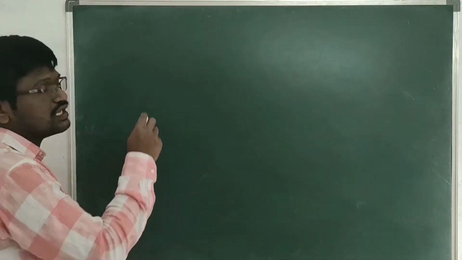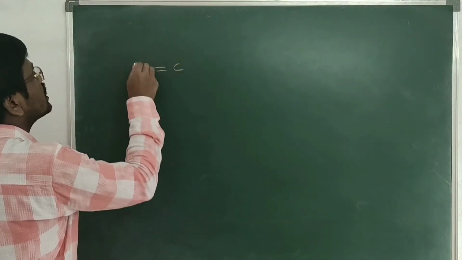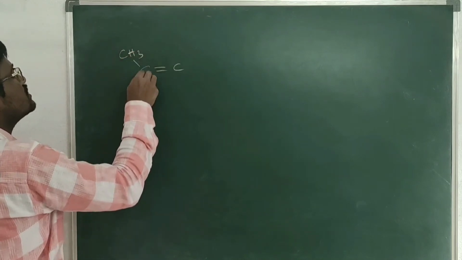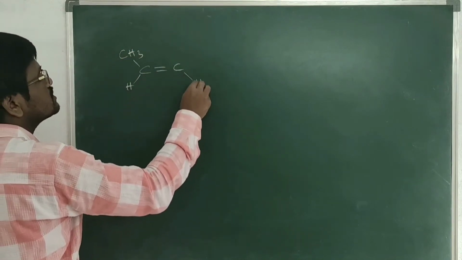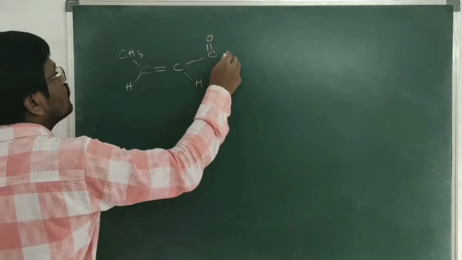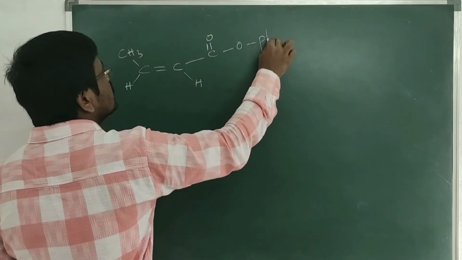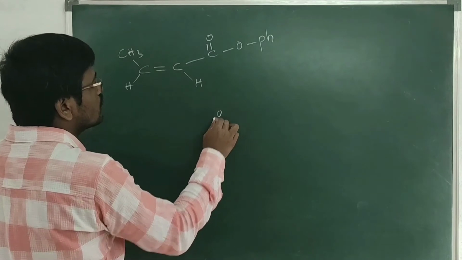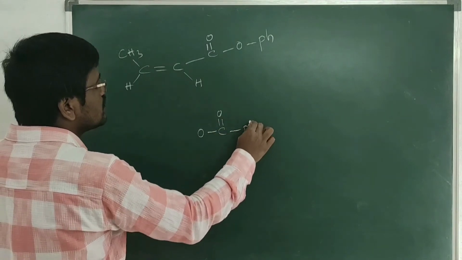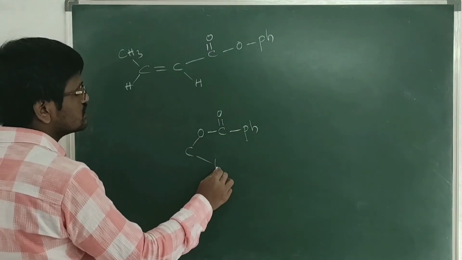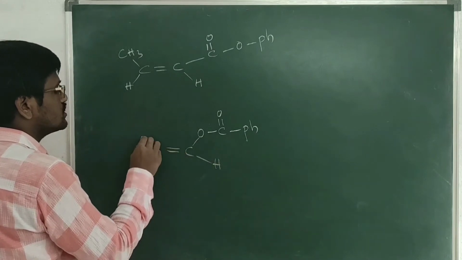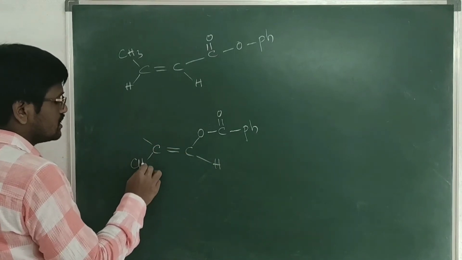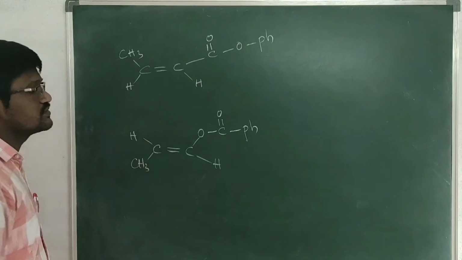Next example is C double bond S. This is CH3. This is H. This is H. This is C double bond O, OPH. Next one, C double bond O. This is PH. This is C. This is H. This is C double bond C. This is CH3. This is hydrogen.